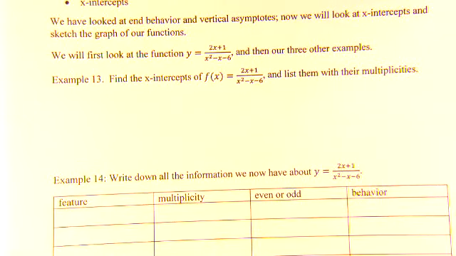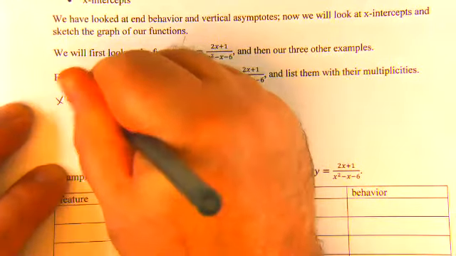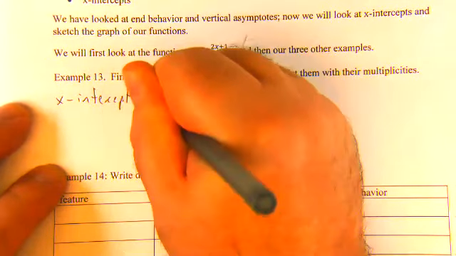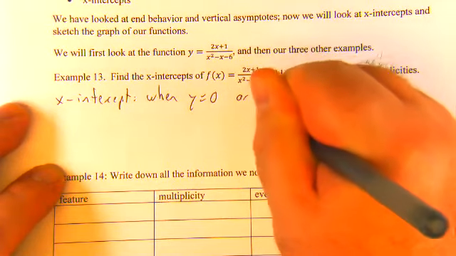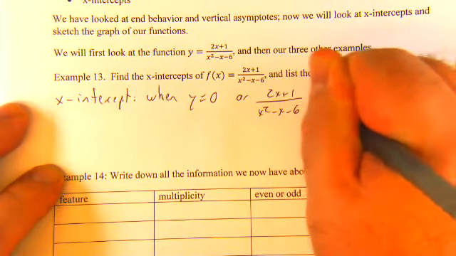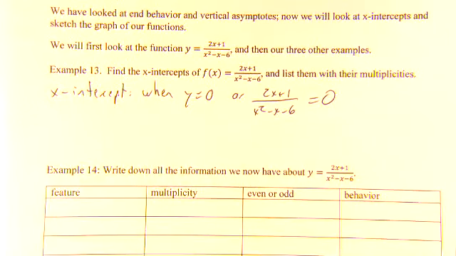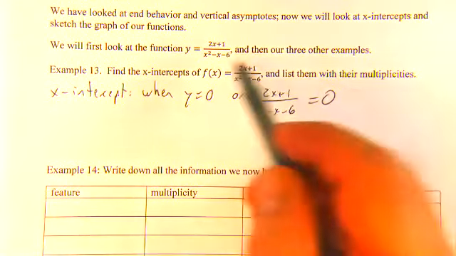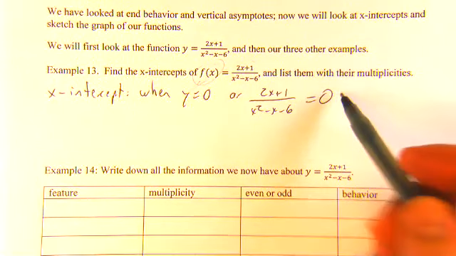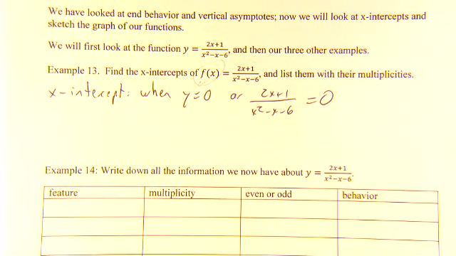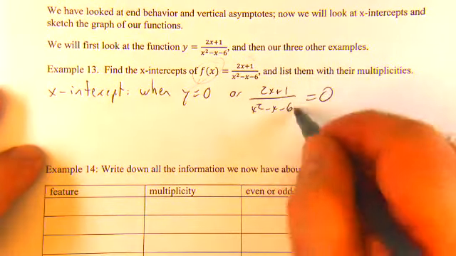So here's our function, 2x plus 1, x squared minus x minus 6 on the bottom. What's the x-intercept? So how do you find the x-intercept? Set y equals 0, solve for x. So f of x, that's our y. So we want to take this thing and solve that for x equals 0. When is that going to be equal to 0? Well, we can just multiply both sides by the denominator.